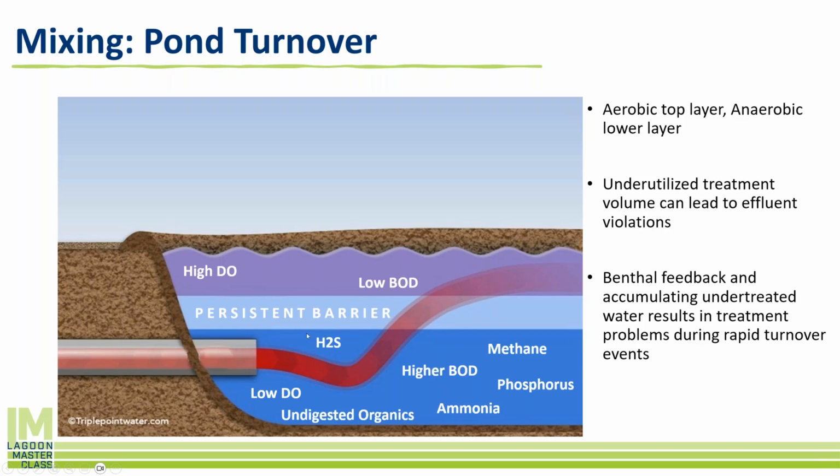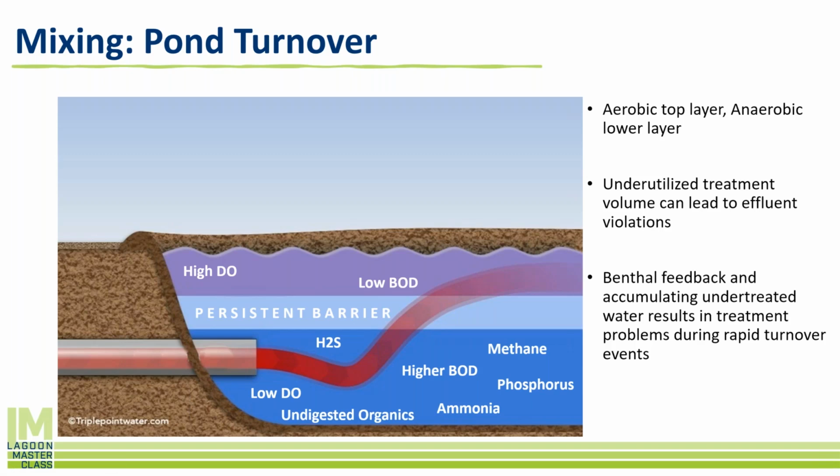So down here, we have a layer that doesn't have a lot of oxygen if it's not a well-mixed lagoon. So it's going to have low DO, it doesn't have any oxygen transfer from the surface or the wind, and it's separated by this physical barrier. And then we have a lot of anaerobic digestion down here. And the anaerobic digestion is going to produce H2S, methane. It's going to have benthal feedback of phosphorus and ammonia. And all of that it's releasing stays in this layer because it's stuck by this persistent barrier.